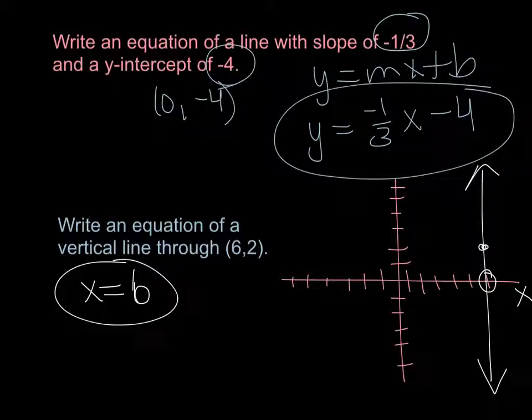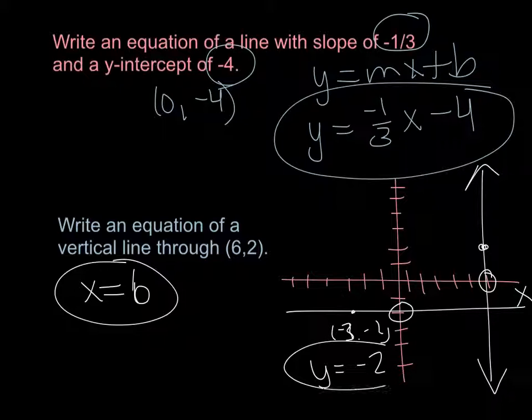The same would be true of a horizontal line. So if I had a point right here, -3, -2, and I drew a horizontal line, it goes through the y-axis at -2, so the equation is y equals -2.